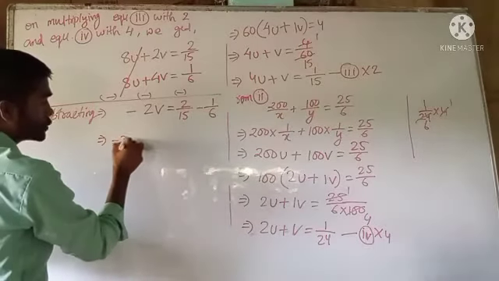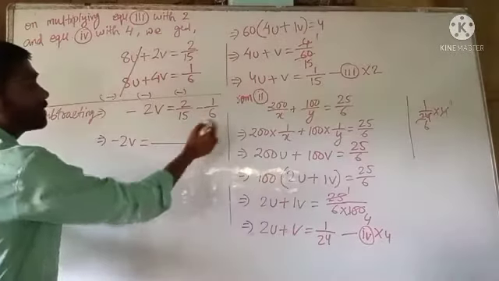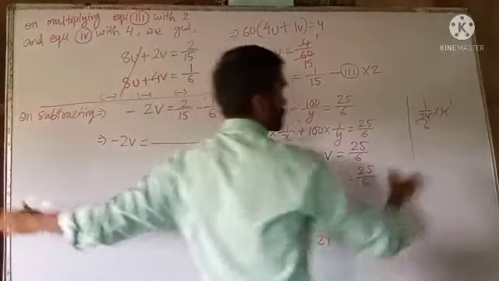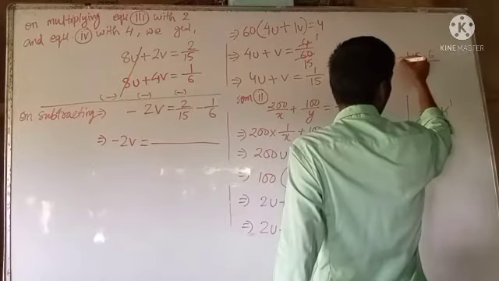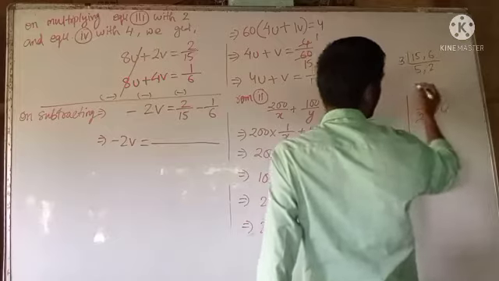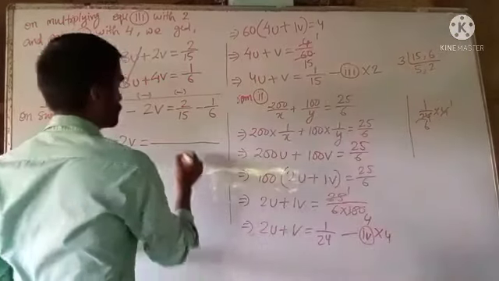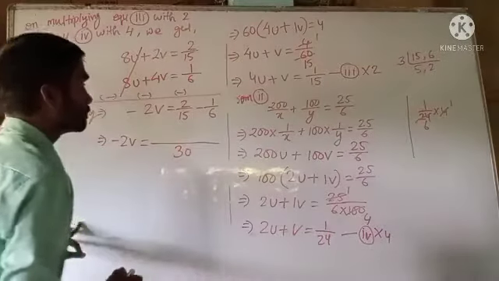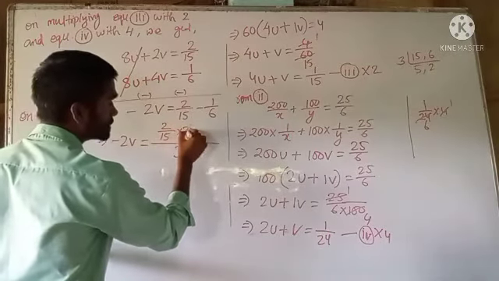Then minus 2v is equal to, here we will take the LCM of 15 and 6. We will divide by 3: 3 fives are 15, 3 twos are 6. So 3 into 5 is 15, 15 twos are 30. So we got the LCM, that is 30. Now 2 by 15 into the LCM, that is 30.